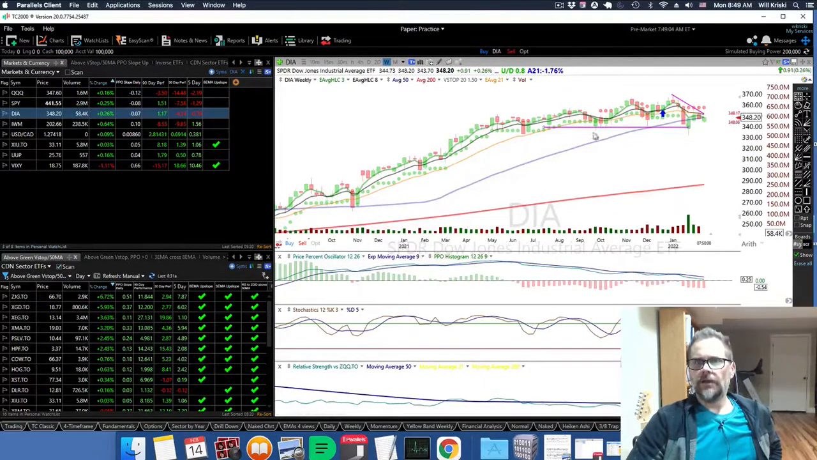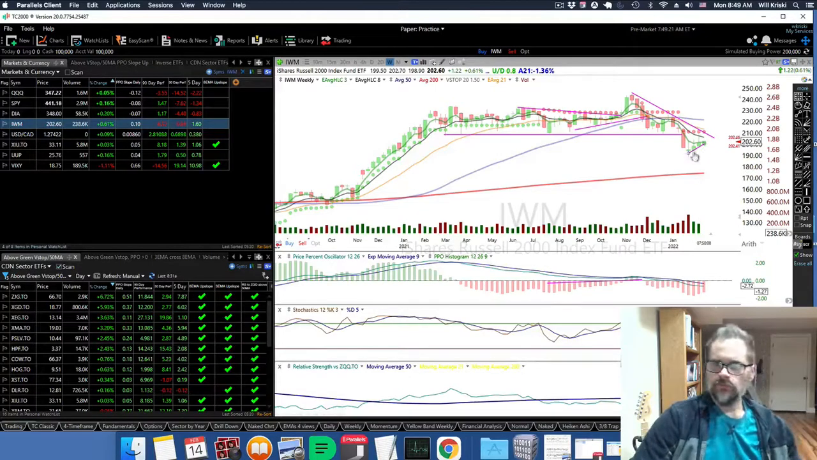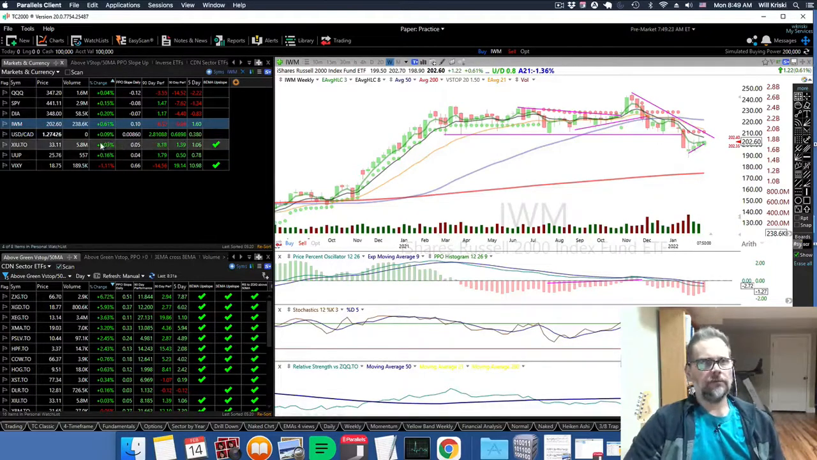Dow Jones, same thing. It's got some support right at the 50, but the red volatility stops and the downward momentum kind of make me nervous. And this one looks really bad. If you draw a line across the downtrend here, it's been picking up a bit, but still in bad shape.